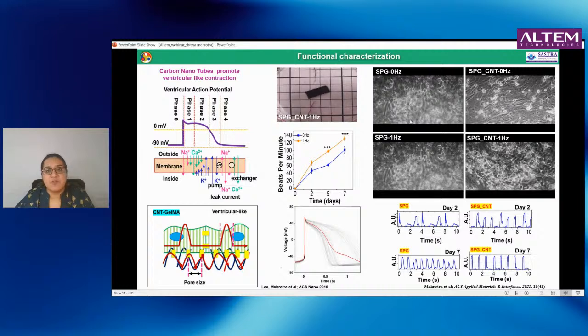So here when we stimulated them, as you can see in the video, we had a regular beating contraction. The beating rate was enhanced in the presence of stimulation to around 130 beats per minute, and the beats were more regular by day 7. So when we are using CNT as a part of a bioink, we are actually promoting a more rhythmic and more synchronized contraction in the cardiac tissues that we are able to 3D print.